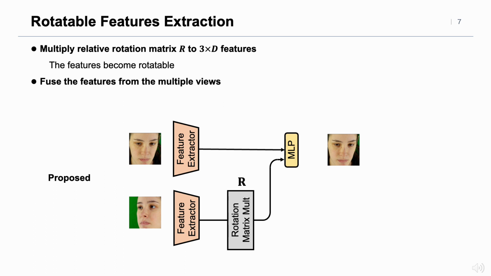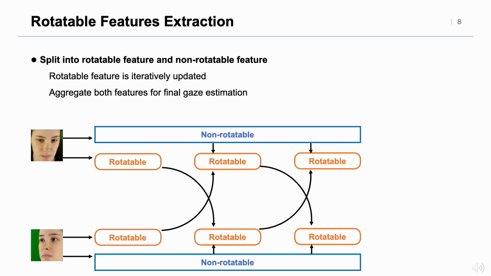Specifically, we explicitly multiply the rotation matrix to the features to transform features between views. We initially reshape the features into a 3xD form such that the multiplication is possible. Thus, transforming the features to align with other views no longer relies on learning, leaving the MLP's role solely as a feature fusion tool from the two views.